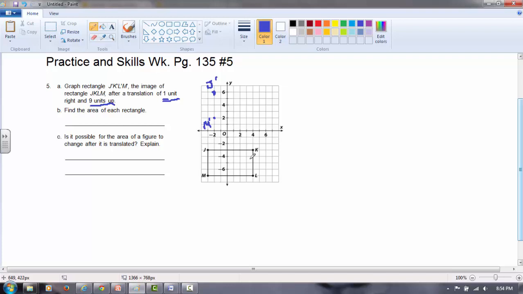Okay, our next one's going to be our K. So we'll go 9 units up, and then we're going to go 1 unit to the right. So we'll shift over to the right, 1 unit, and we will label that one K prime. Next one's going to be our L. So we're going to go up 9 units, and then we're going to go to the right 1 unit, and we're going to label that as our L prime.